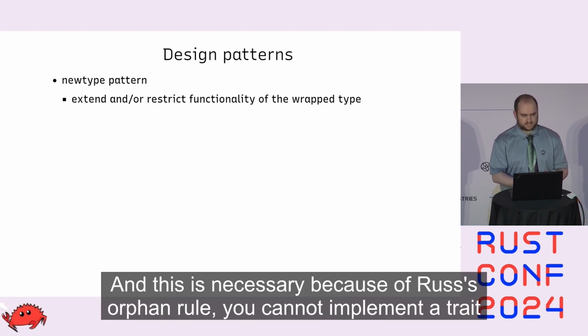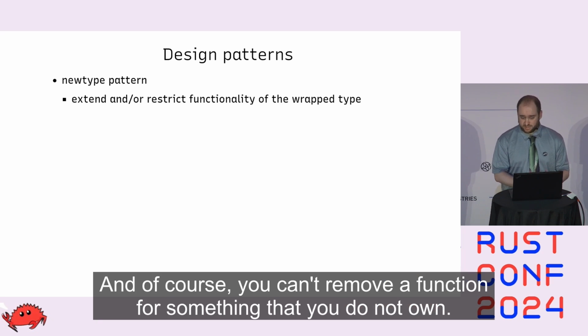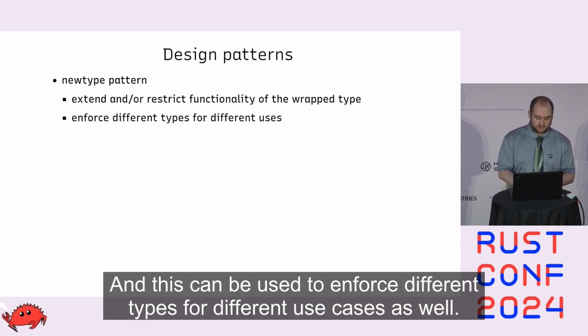And this is necessary because of Rust's orphan rule. You cannot implement a trait or a function or anything of that sort for a type that you don't own. And of course, you can't remove a function for something that you do not own. And this can be used to enforce different types for different use cases as well.